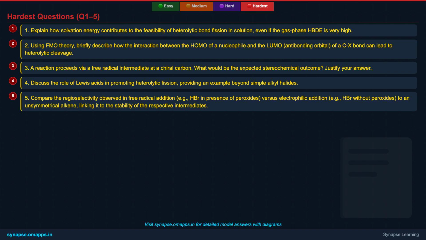Q3. A reaction proceeds via a free radical intermediate at a chiral carbon. What would be the expected stereochemical outcome? Justify your answer. Q4. Discuss the role of Lewis acids in promoting heterolytic fission, providing an example beyond simple alkyl halides. Q5. Compare the regioselectivity observed in free radical addition versus electrophilic addition to an unsymmetrical alkene. Good luck!